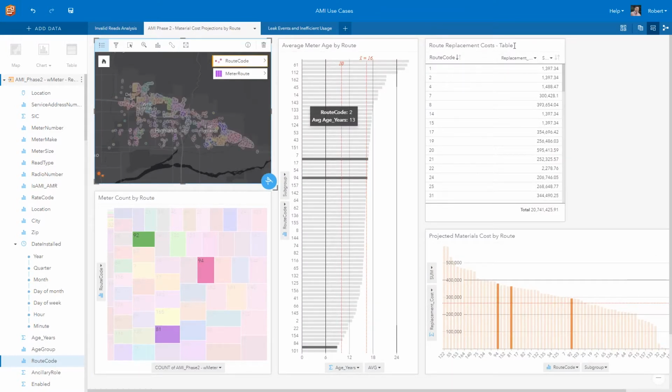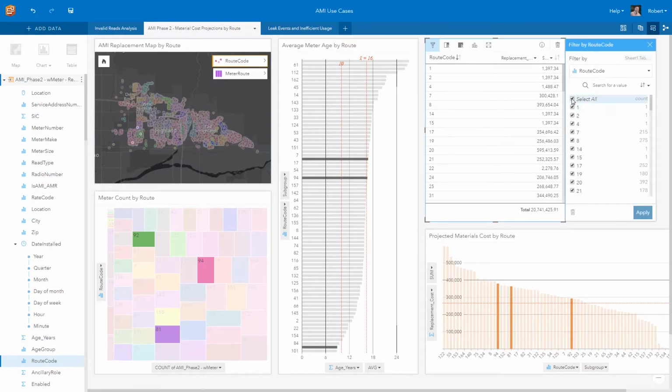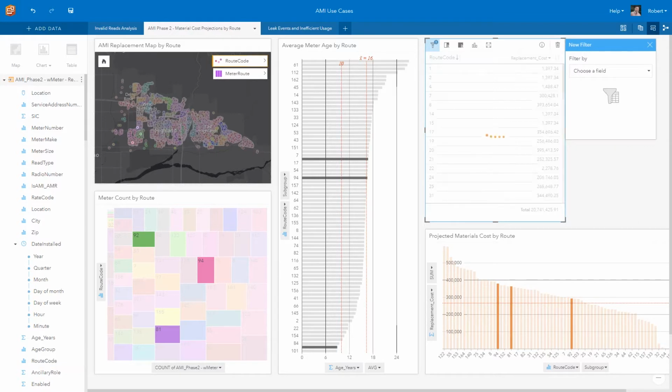Our engineering department provided us a spreadsheet with route replacement costs. Now this only covers materials, and that includes the meter itself and all parts associated with it. So from here, I can filter by route code. And I can see here I've selected 92, 94, and 81. We're just going to filter these from our summary cost table. So I'm able to get the projected materials costs for these 3 routes. So if we're working with a budget, we can see how close we are to exceeding that budget for materials.